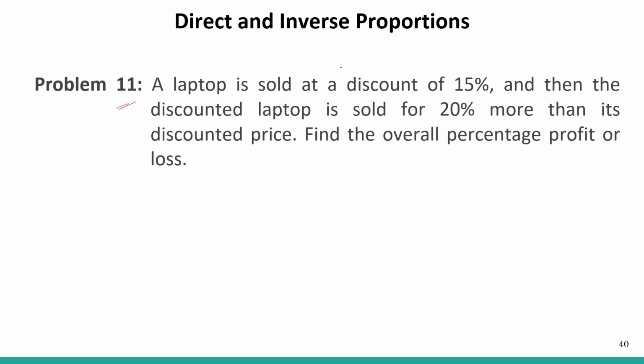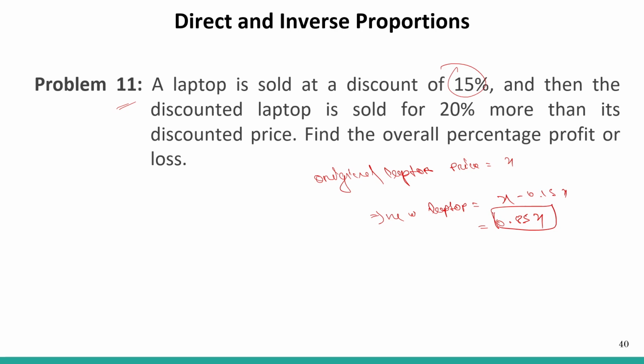So problem number 11. A laptop is sold at a discount of 15%. Okay. So discount on the laptop is 15%. So original laptop price is equal to X. So this implies the new laptop price is equal to what? X minus 0.15x is equal to 0.85x. So this is the new laptop price.